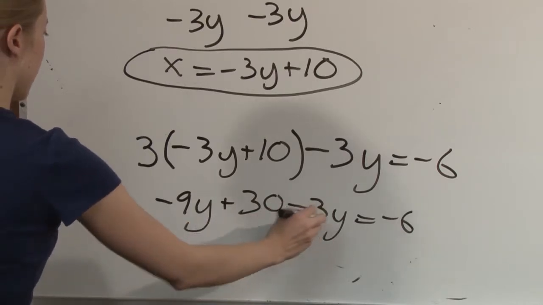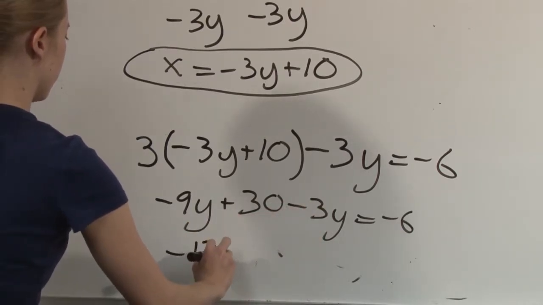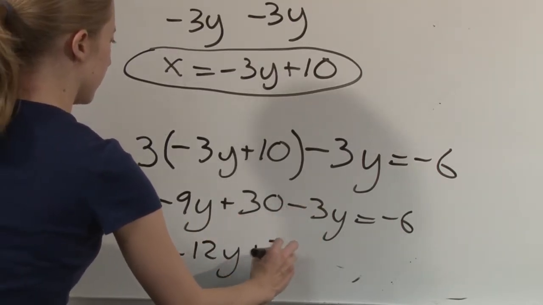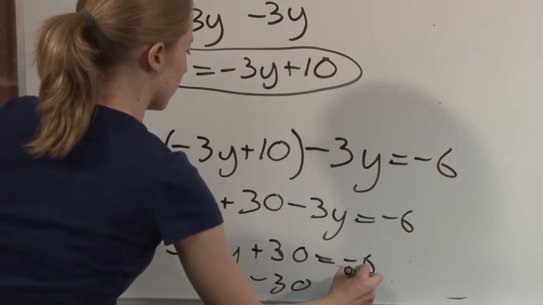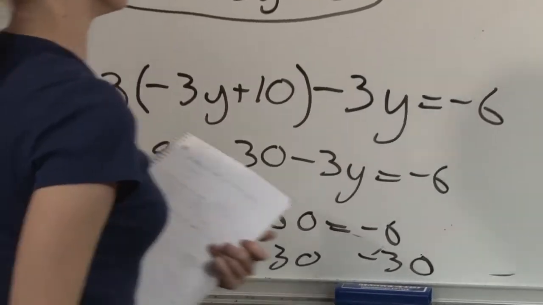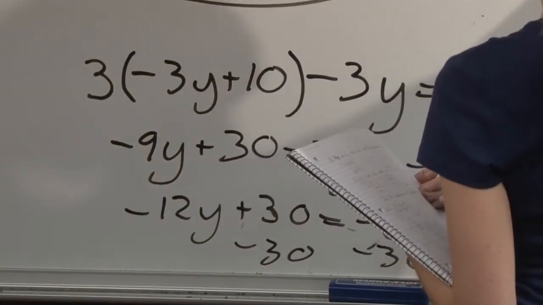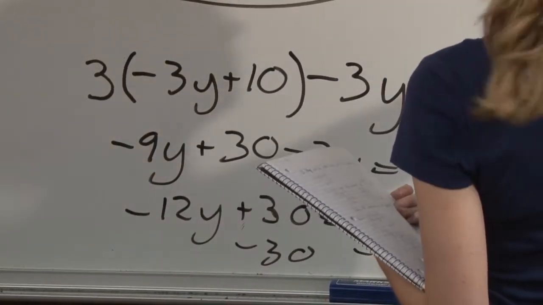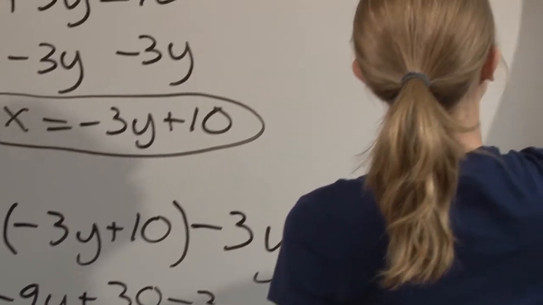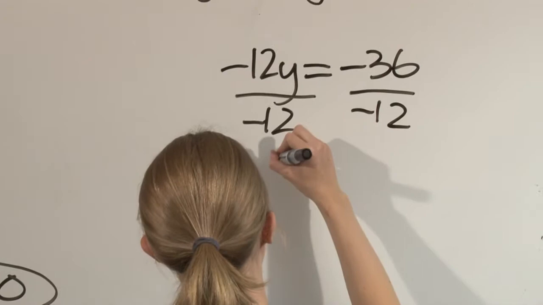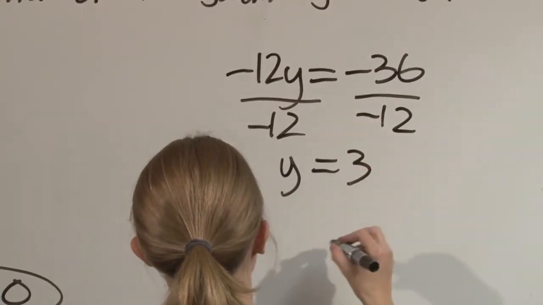Then if I add the like terms, that's negative 12y plus 30 equals negative 6. So I'll take this over here. Negative 12y is going to equal negative 36. Divide by negative 12, get y equals 3.